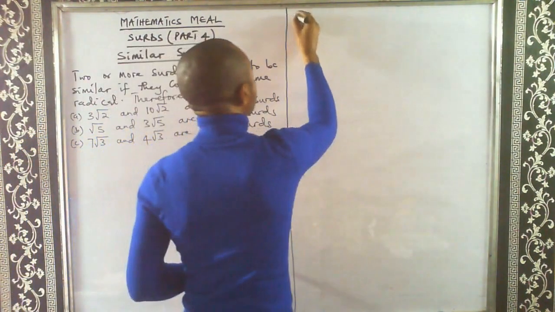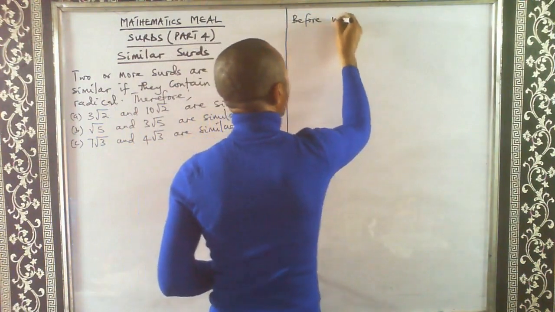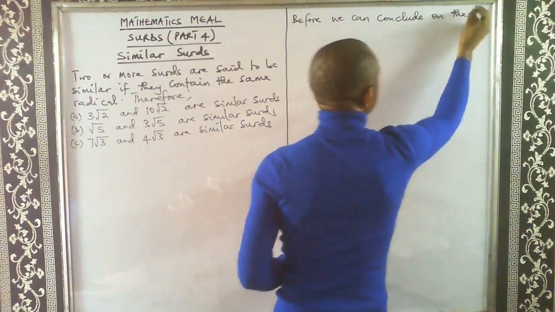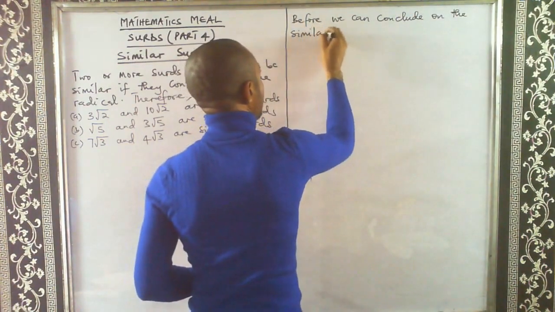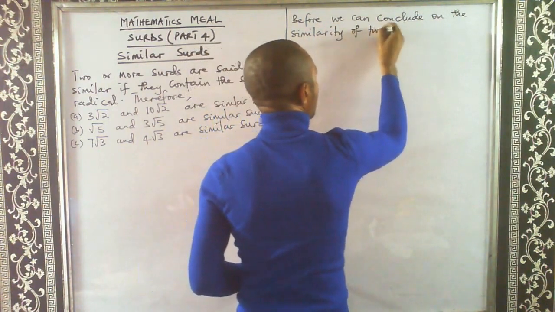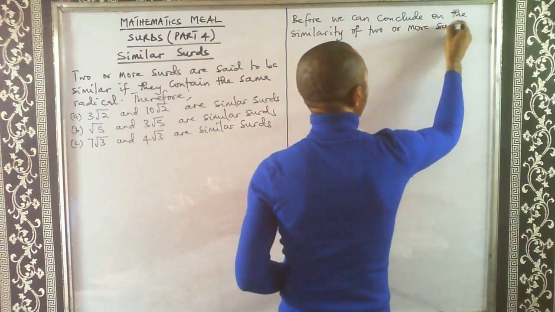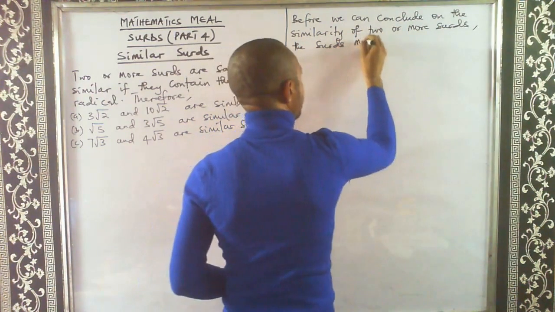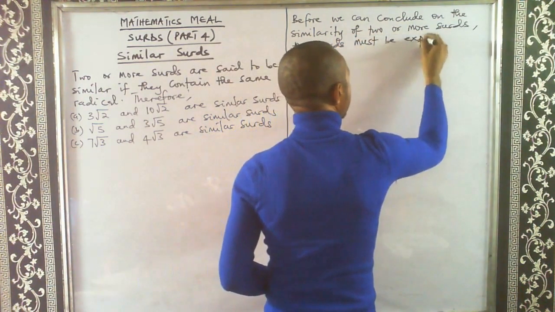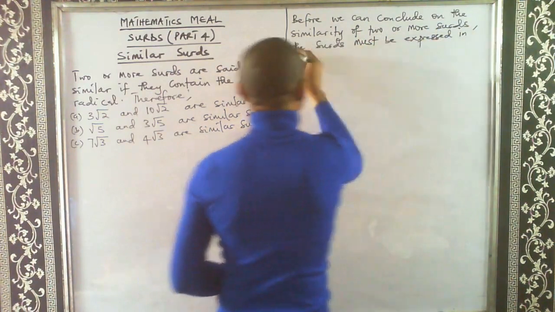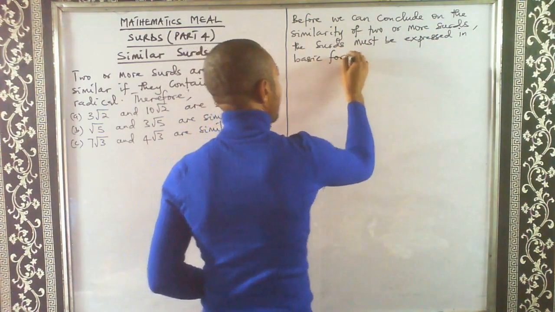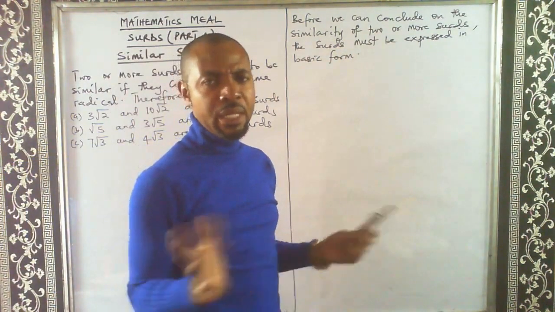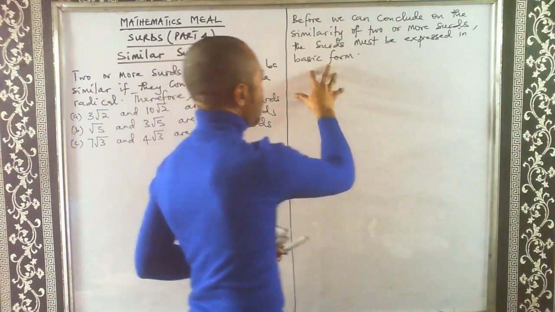Before we can conclude on the similarity of two or more salts, the salts must be expressed in basic form. So before you can draw a conclusion that these salts are not similar, please make sure you have expressed the salts in basic form.